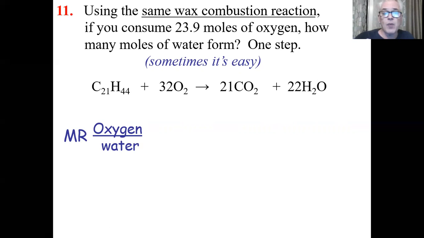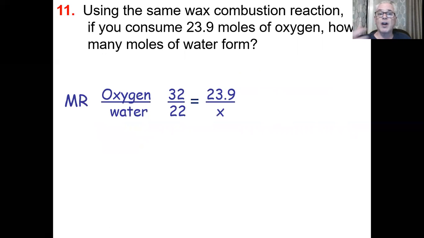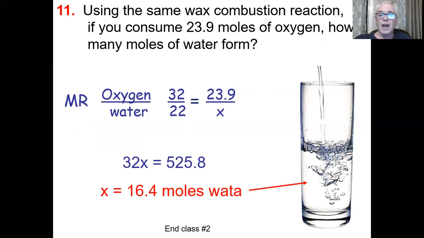Now in this balanced equation, the moles of oxygen compared to moles of water, well, look at the balanced equation. 32 moles of oxygen is going to produce 22 moles of water. So it's going to start out 32 to 22. But in this case, we have 23.9 moles of oxygen compared to X. How do we solve this? We have to cross multiply and then divide. 32X is going to equal 525.8. We divide both sides by 32. And we're going to get 16.4 moles of water.